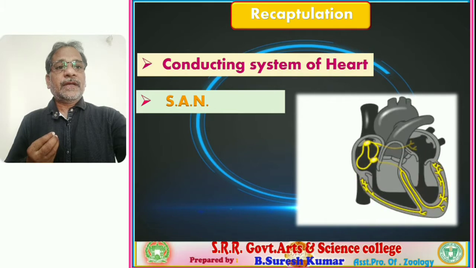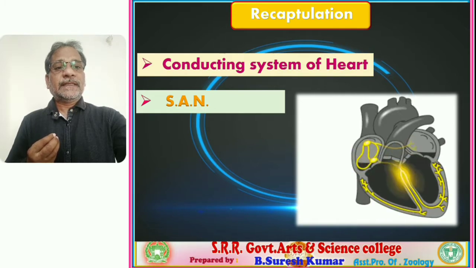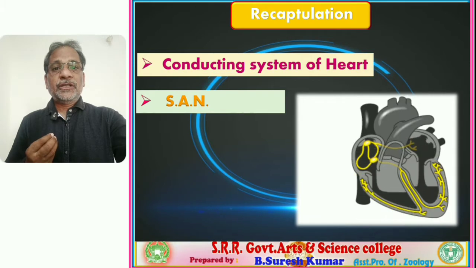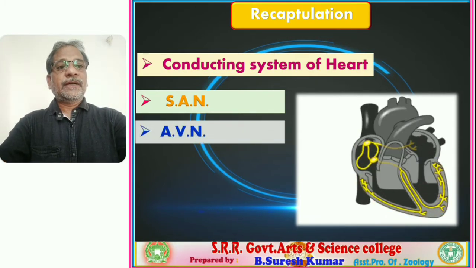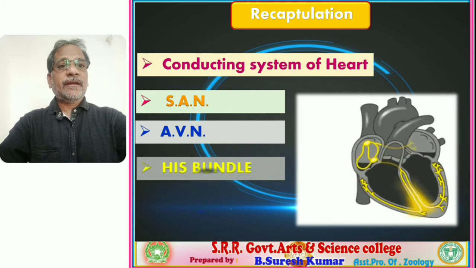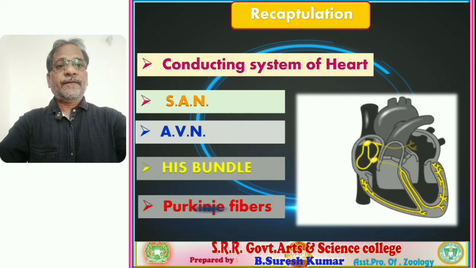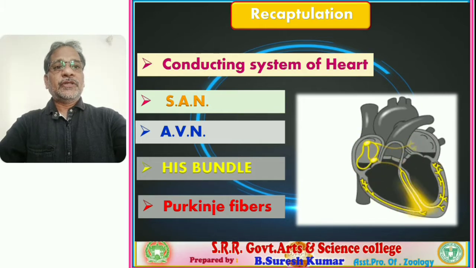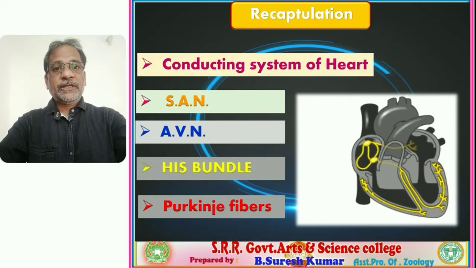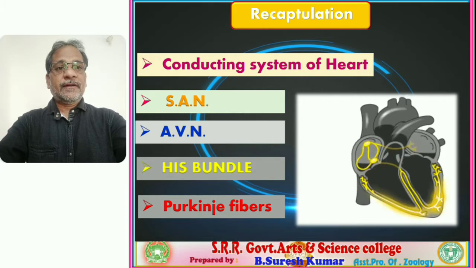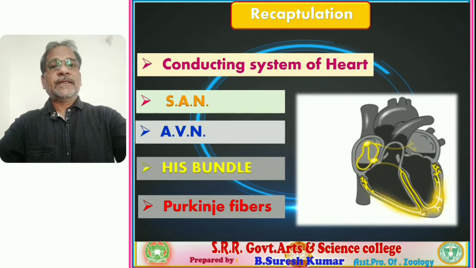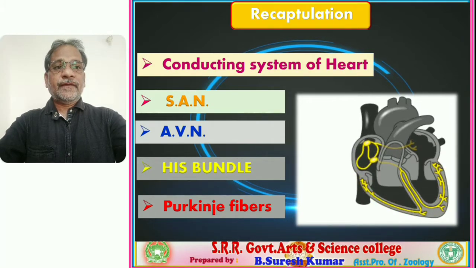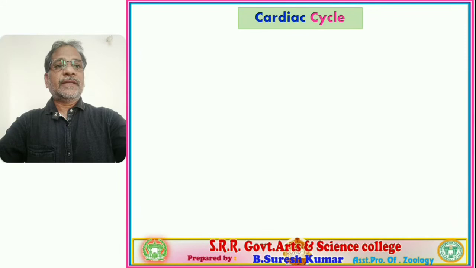In it we learned about the sinoauricular node, then the auriculoventricular node, the bundle of His and Purkinje fibers, and the generation of the action potential and its propagation path. We completed that. Followed? Yes. Today we are going to a very interesting topic, that is the cardiac cycle.